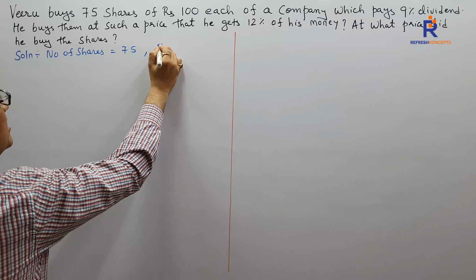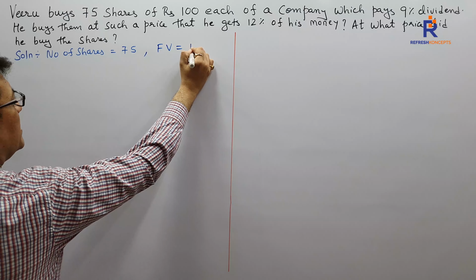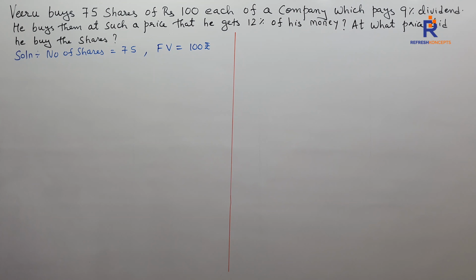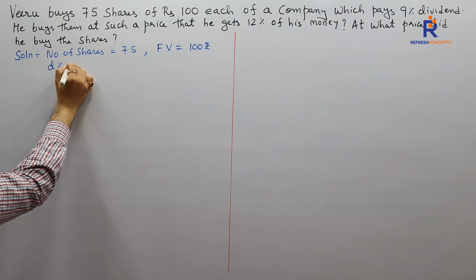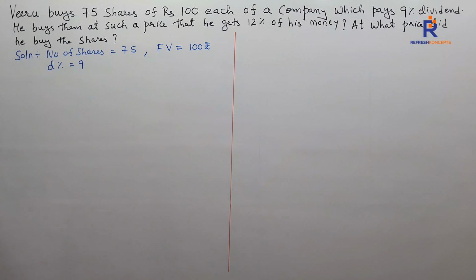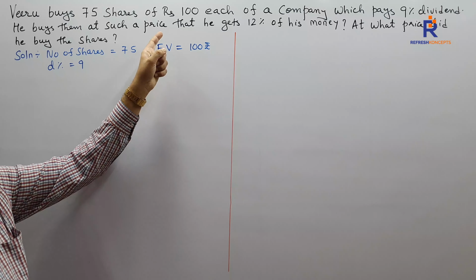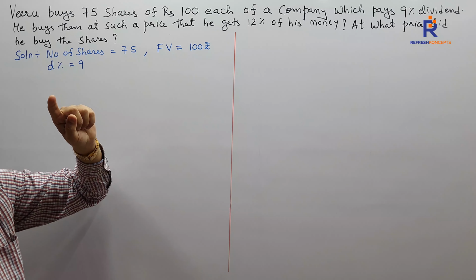So what is the face value? Face value or nominal value is rupees 100, of a company which pays 9% dividend. Percentage dividend is 9. He buys them at such a price, so we are not given the market value.